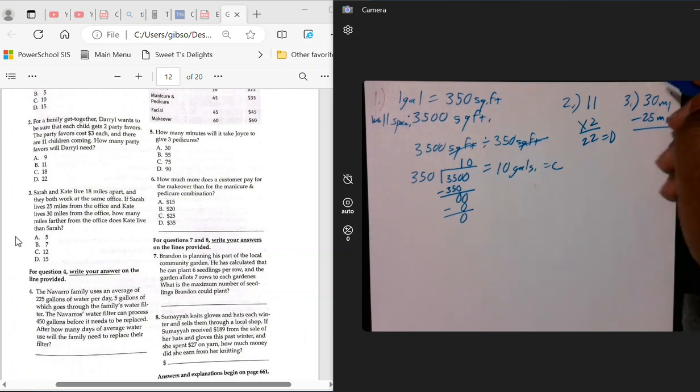So 30 minus 25, we cannot subtract 5 from 0, but we could borrow 1 from this 3 and make it a 2, and the 0 becomes 10. 10 minus 5 is 5. 2 minus 2 is 0. 5 miles. A.